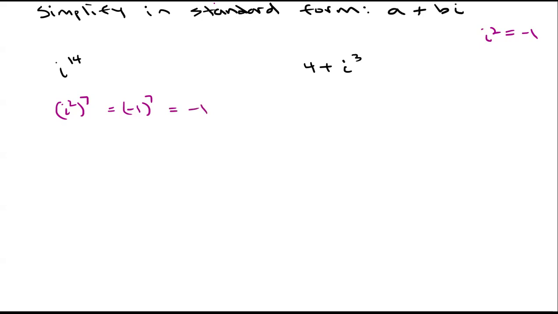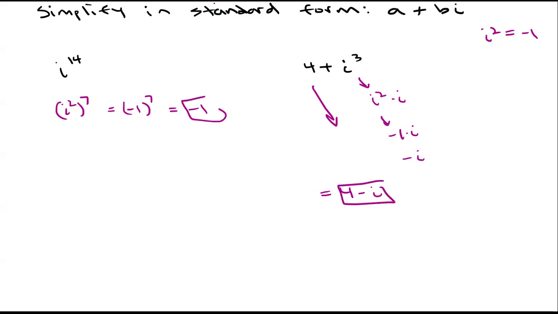Okay. For this one, same thing. Again, if we don't remember the pattern, that's okay. We can break this down as i squared times i, and i squared is equal to -1 times i. So that's going to give us a -i, and then we just bring down the 4. So that gives us 4 minus i. And then that will be our answer for the second one.